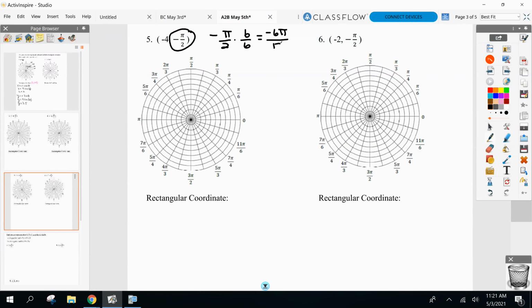All right, here's where you have to start paying attention. It's negative. So which direction am I going? Clockwise 6 units. Clockwise. It's negative. 1, 2, 3, 4, 5. Here it is, right here. Here's negative 6 pi over 12. Anybody still help me? The r value is negative. So am I going to graph on that line? No. Where am I going to graph?